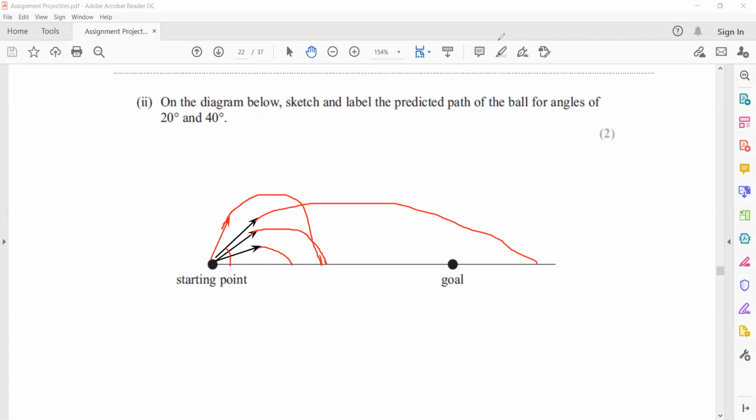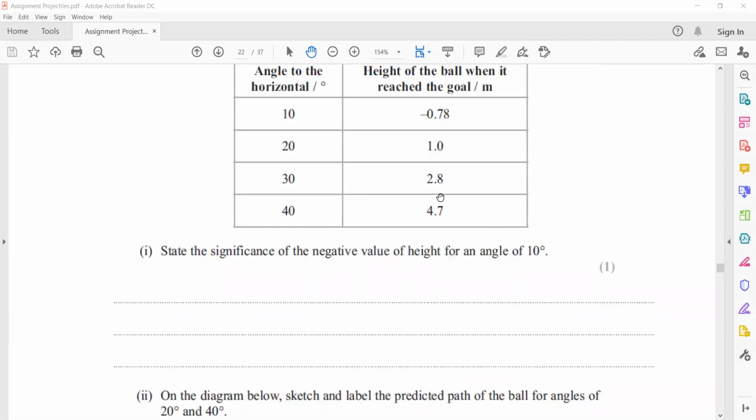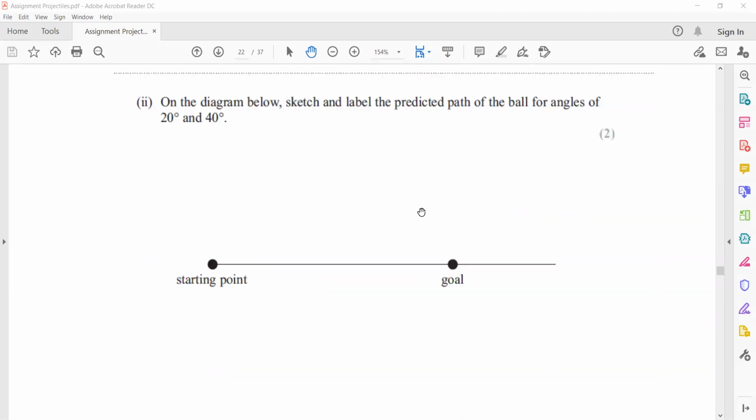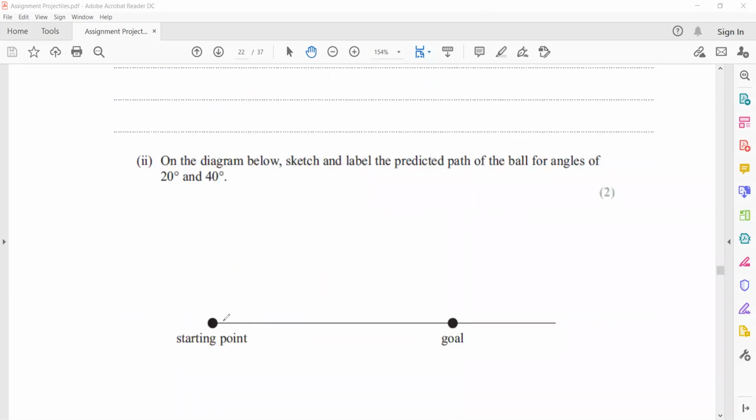So they already mentioned the positions. At 20 it was 1 meter, and at 40 it is 4.7 meter. So when it is launched at an angle of 20, it should be 1 meter. When it is launched at an angle of 40, it should be 4.8 meters. Is it clear, this part?